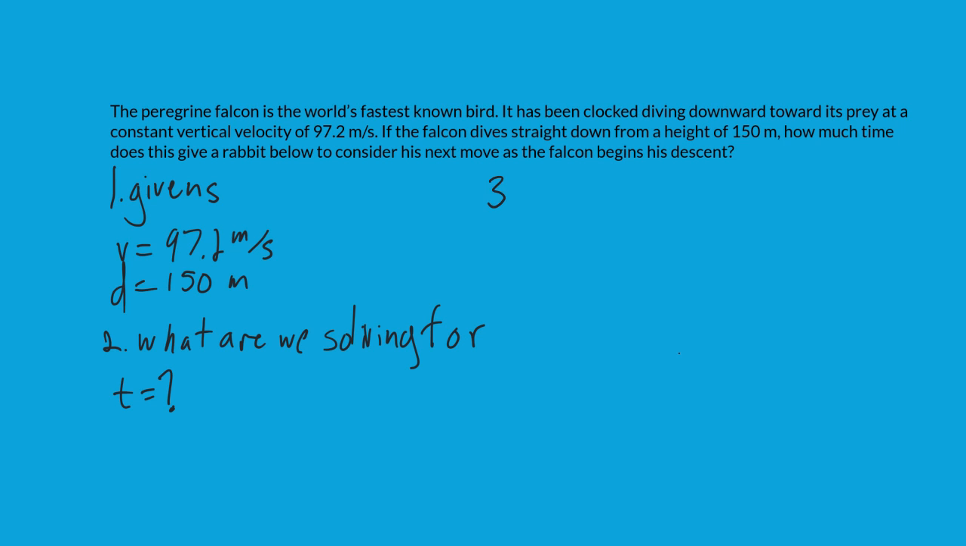Step number three is to write out any relevant equations. So, what equations could we use to solve this problem? In this problem, we have distance, velocity, and time. So what I'm going to do is look at my equation sheet and find any equation that solves for time and has distance and velocity in the equation. What I find is that time is equal to distance over velocity.